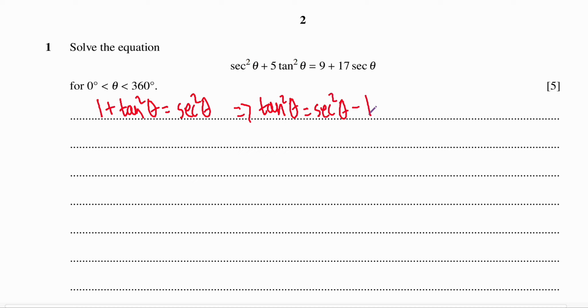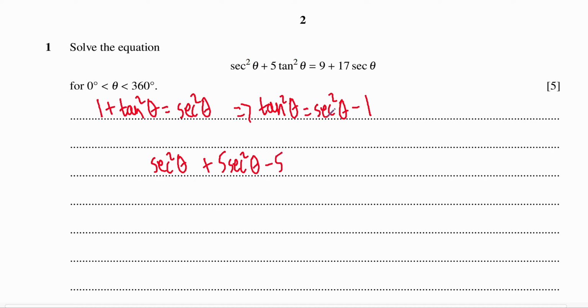We can put that back into this right here. So now we'll have sec squared theta plus 5 tan squared, which is sec squared minus 1, so we have plus 5 sec squared theta, and then minus 5, because I'm doing 5 times this whole thing.